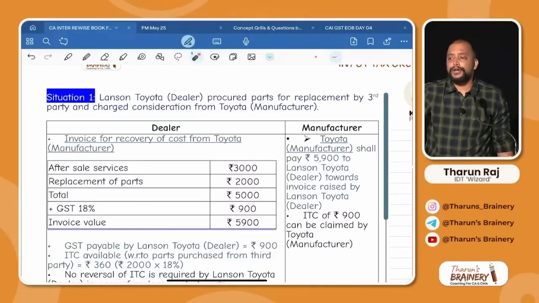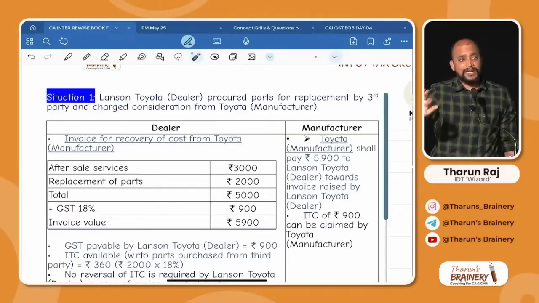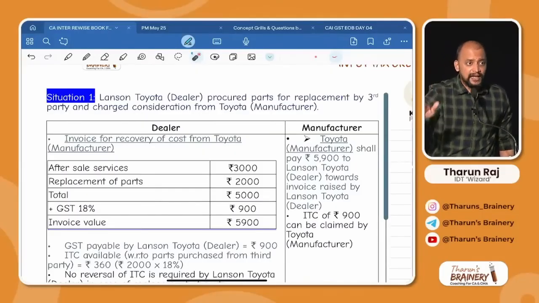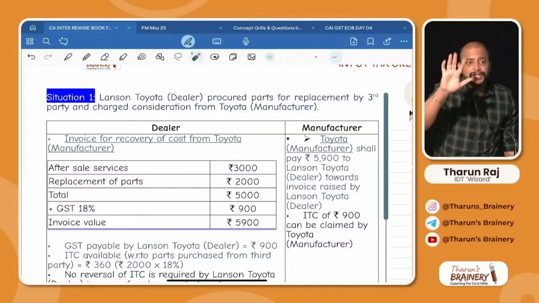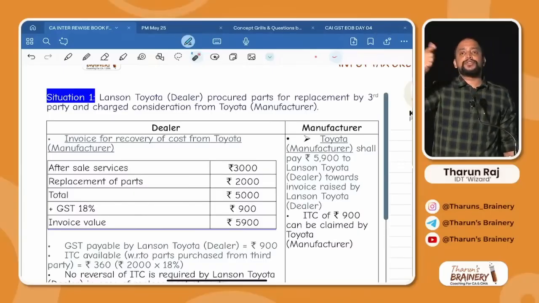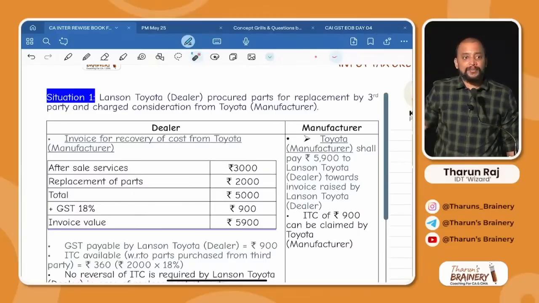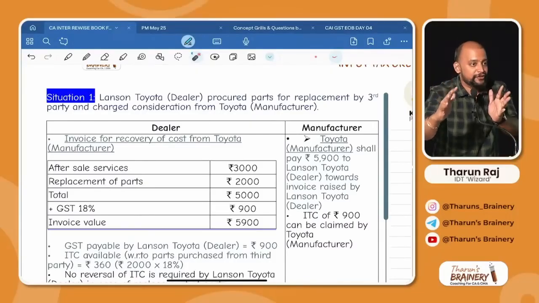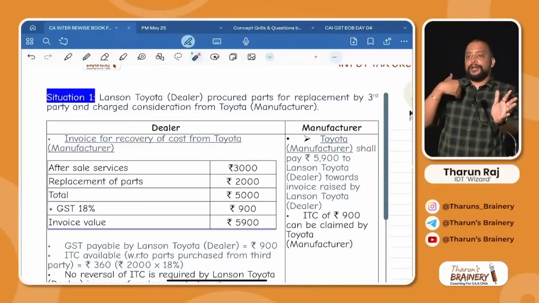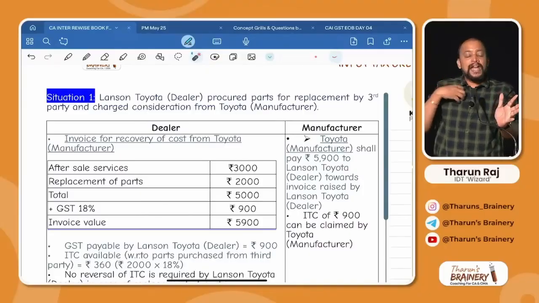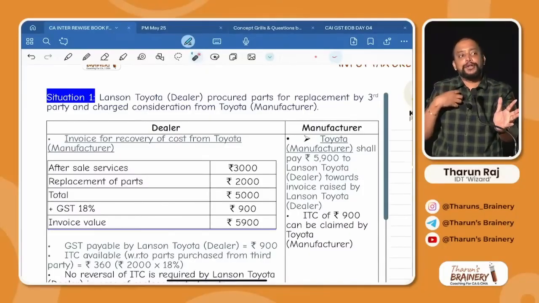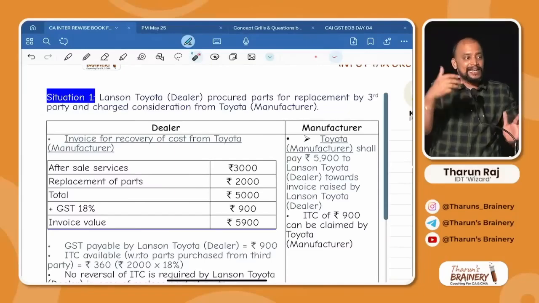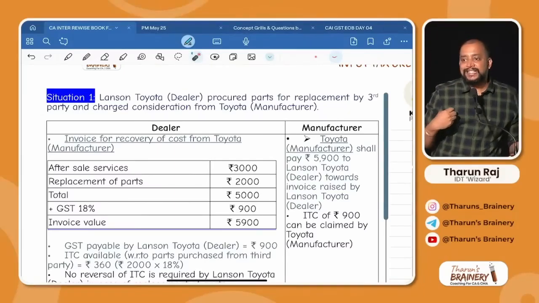Then thereafter what you are doing? You are doing the free replacement plus repairs, servicing, and you will recover from me how much? 5,000. On that 5,000, what is the GST that you need to pay to government? 5,000 into 18%, 900 rupees you need to pay to government. Understood from the dealer point of view. Now, see from my point of view, manufacturer point of view. As a manufacturer, how much I paid to you? 5,900. Can that 900 rupees I can avail as ITC?